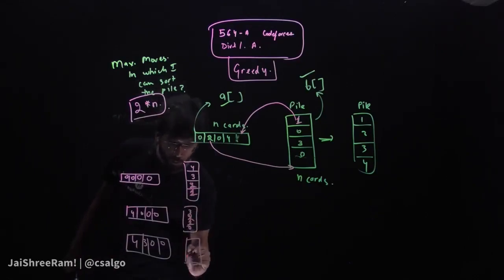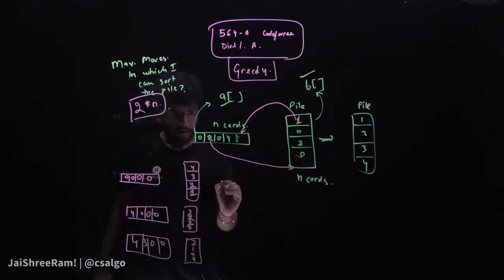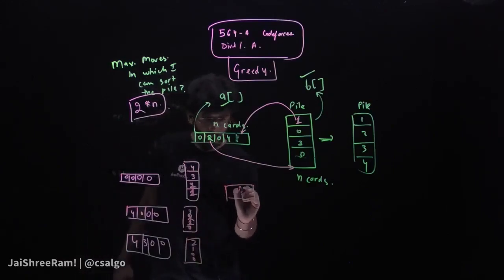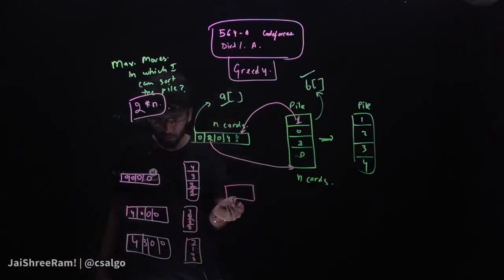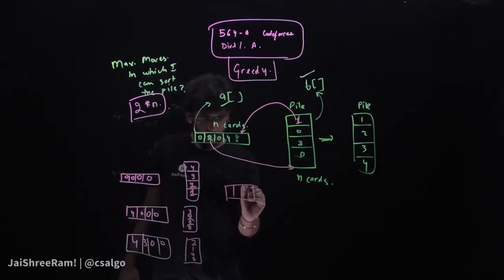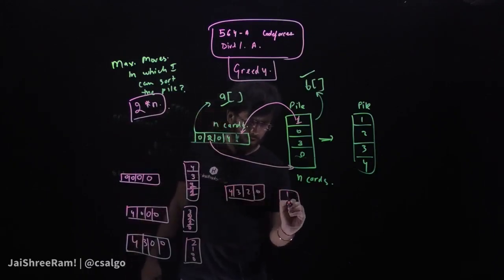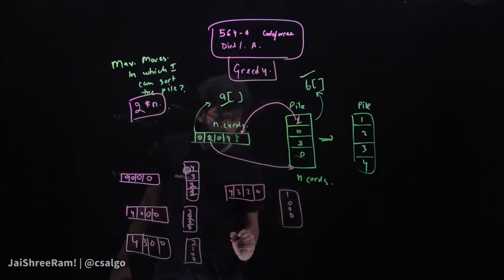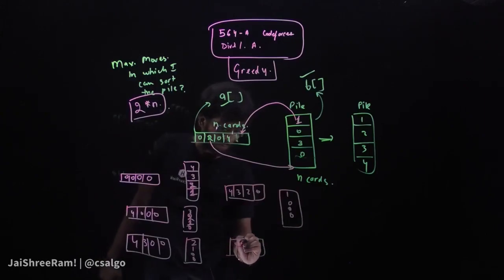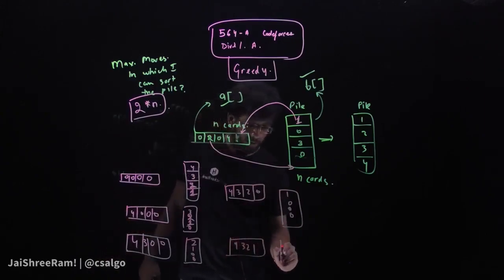Now I have pulled out 3, and now the stack is like this. Next I have pulled out 3, 2, 0, and the stack now looks like this, and finally 4, 3, 2, 1, and the stack looks like this.